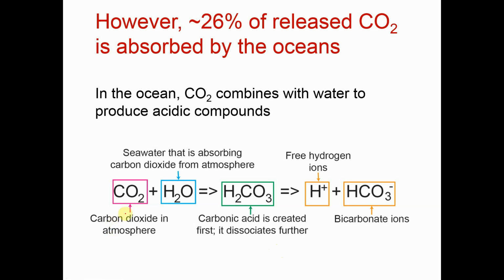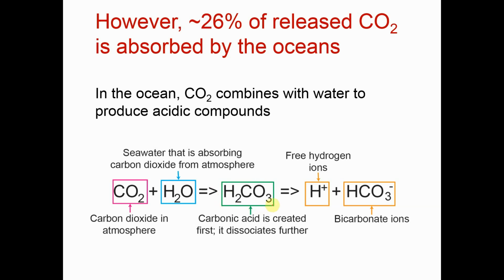So let's start at the far side. Here we've got carbon dioxide. This is carbon dioxide in the atmosphere. When it's absorbed into the ocean, it combines with the H2O. So H2O, remember, dihydrogen oxide is water. So this is the seawater. It's absorbing carbon dioxide from the atmosphere. CO2 combines with H2O and it produces this compound called carbonic acid. This is the first compound that's created when CO2 combines with H2O.